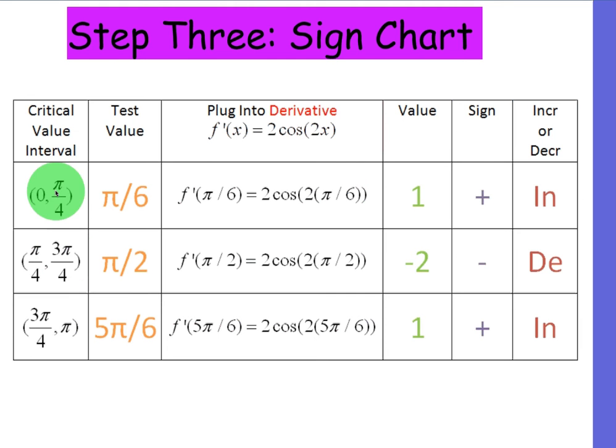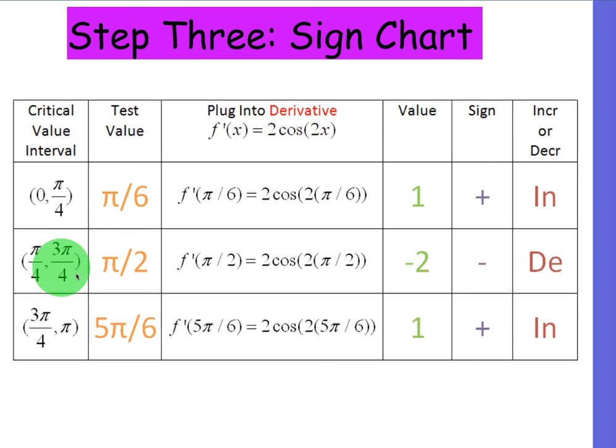So we're going to write our chart out just like we did before. For increasing, decreasing, on our first column, we're going to have our 3 intervals. Next, we're going to plug in test values. Now, this helps to have a concept of the unit circle. If you look at the unit circle between 0 and pi over 4, there's actually just one angle, and that's pi over 6. So that's what we're going to plug in for our first test value.